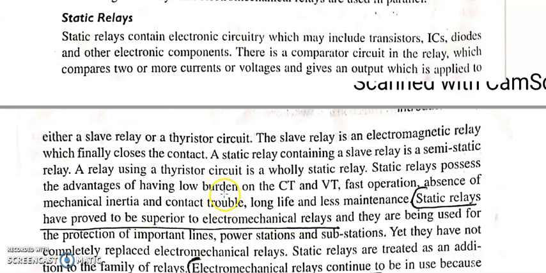Burden is usually expressed in terms of volt ampere. In simple words, it is the load connected to the current transformer at the secondary side. Usually, burden is expressed in terms of volt ampere. For example, you may have 10 volt ampere, 15 volt ampere, 20 volt ampere, or 30 volt ampere as a burden value on the secondary side of the current transformer.